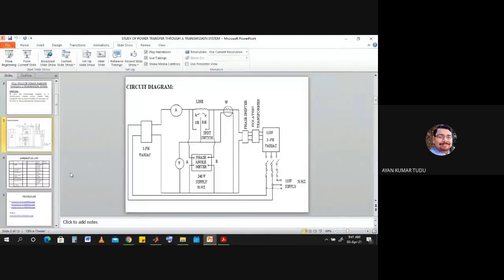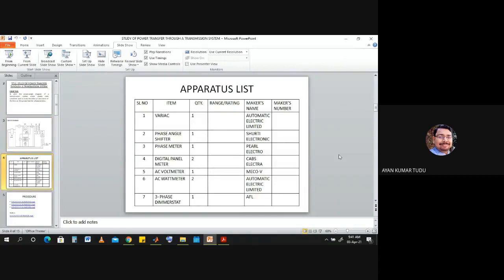First of all, we'll be using certain apparatuses. So here is the apparatus. As you can see, I forgot to write the range and rating and the maker's number, but I hope other things are given here. We'll be using a variac, which will be on the left hand side. We'll be using a phase angle shifter that will be actually shifting the delta value.